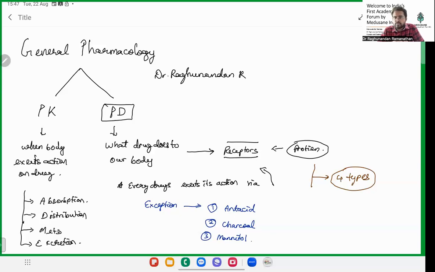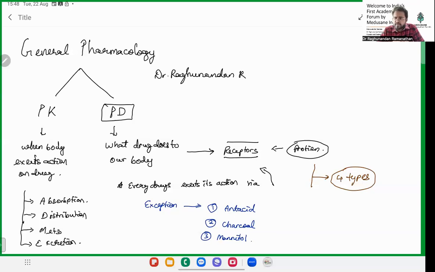Before moving to the different types of receptors, what I want you all to understand is that every drug exerts action via receptors. I told you there are certain exceptions to this. There are certain drugs that act via a direct mechanism. What are the examples? Now consider you are just posted in a casualty. You are going to get a drug poisoning case.